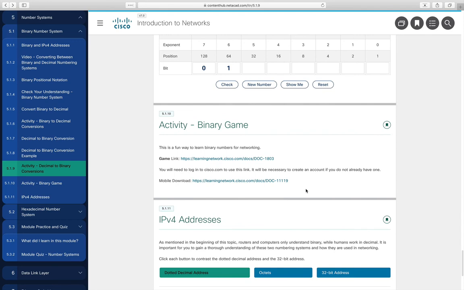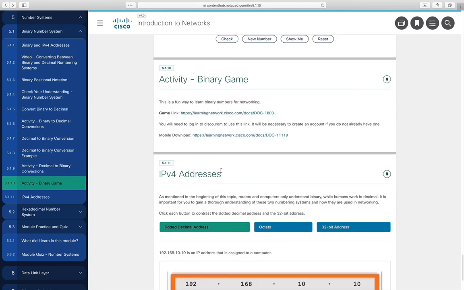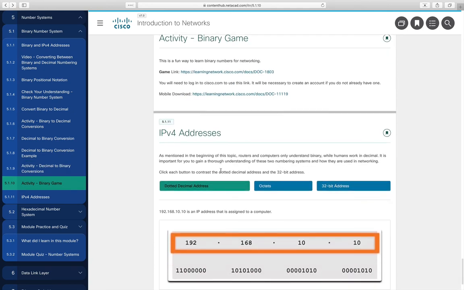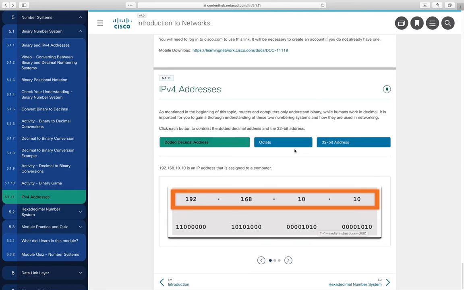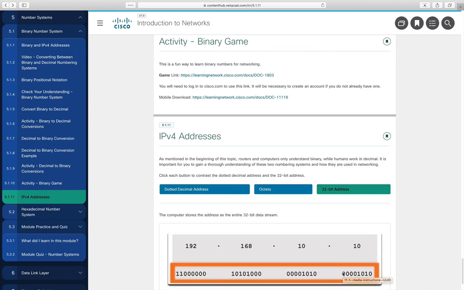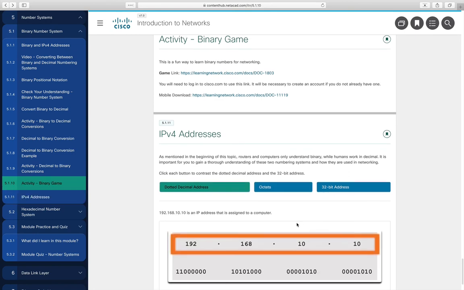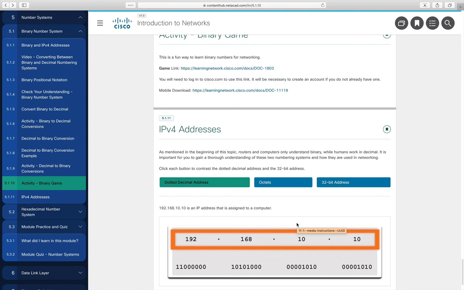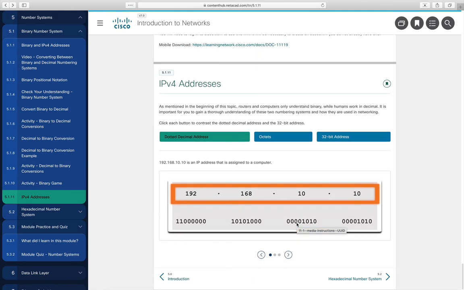Okay, in 5.1.11, we're going back talking a little bit about IP version 4 addresses. I've already talked about that a little. So basically, I'm going to do this in the reverse order. That is, we start with a 32-bit address. We then convert each of the octets to base 10. We put periods between those octets, and we end up with a decimal dotted IP address like 192.168.10.10. Okay, so that's base 2.